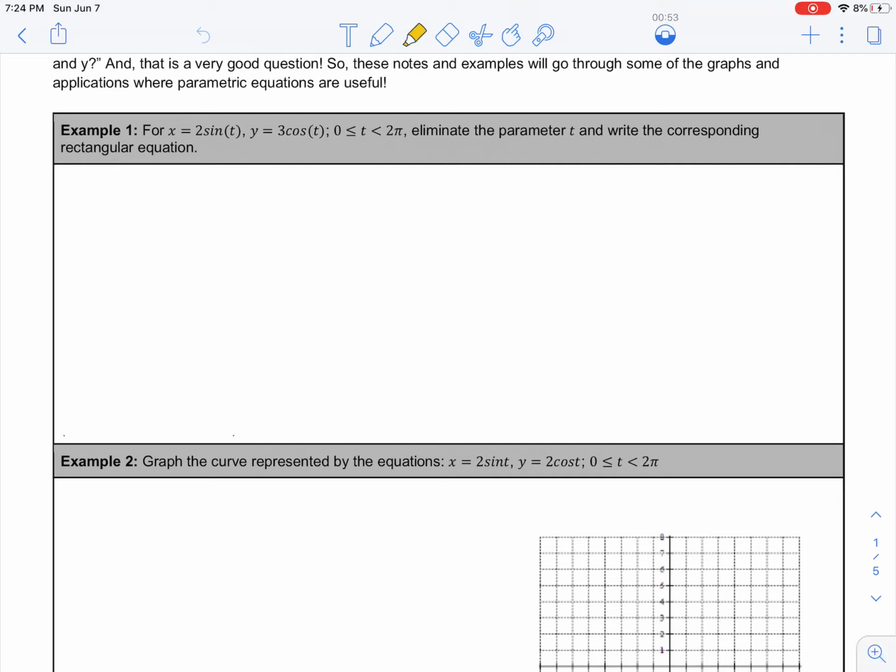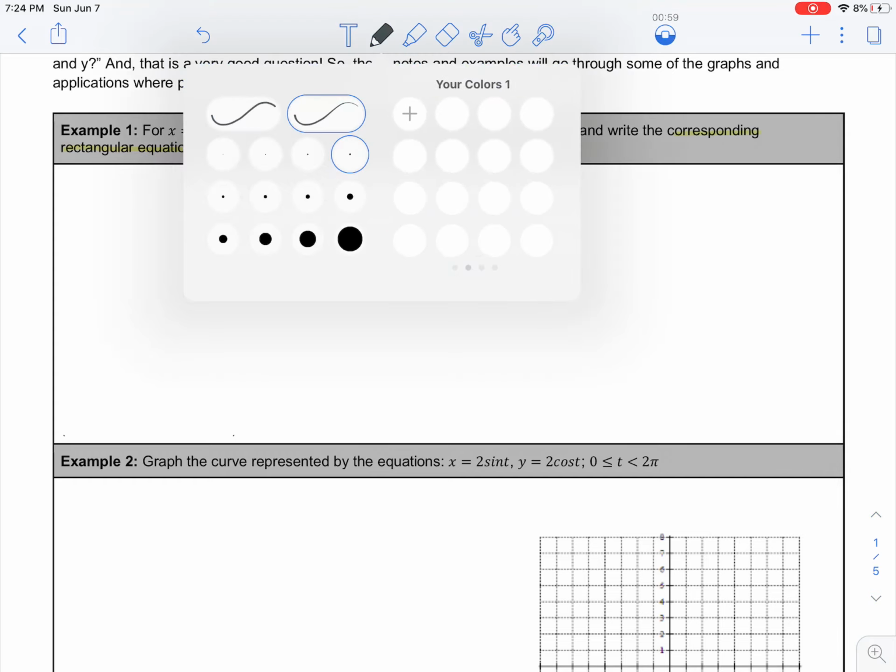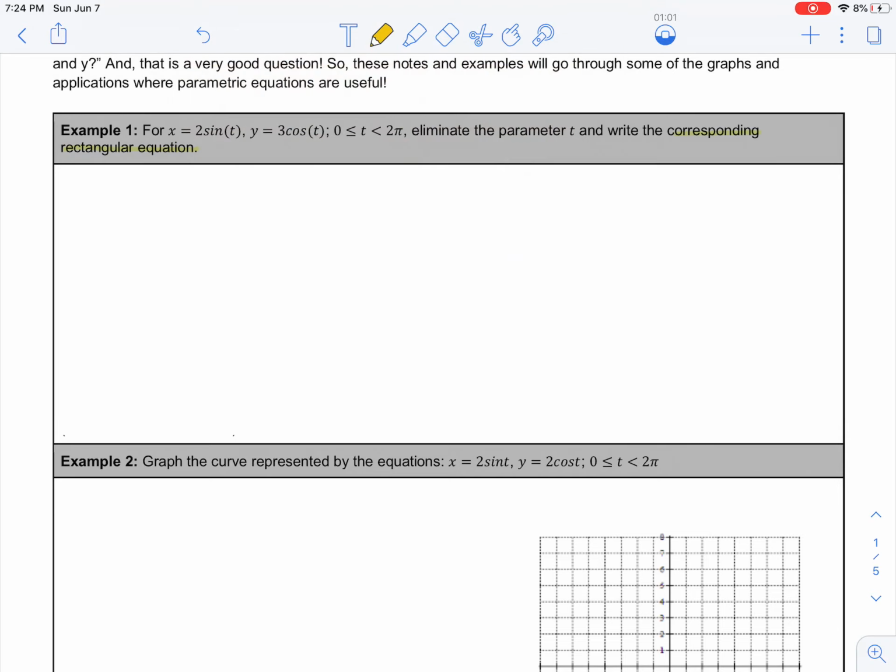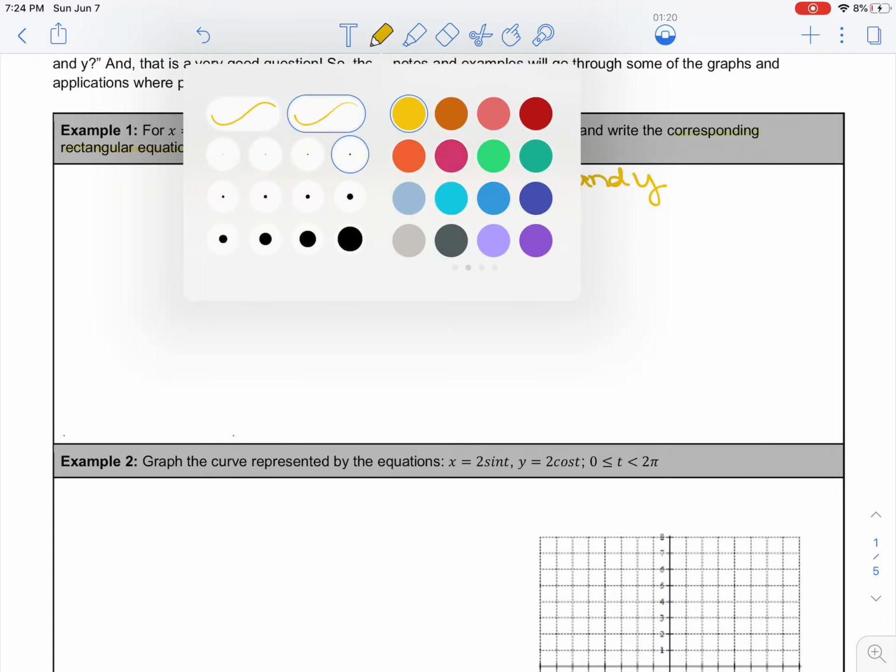So I just want to remind you what that means, this idea of a corresponding rectangular equation. That means that we're going to take the relationship provided by our x of t equation and y of t equation, and we're going to write an equation in terms of just x and just y. Okay, and this is not immediately obvious in this example.